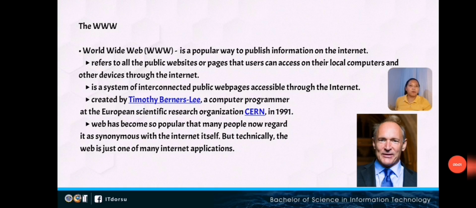The World Wide Web, or the WWW. It refers to all the public websites or pages that users can access on their local computers and other devices through the internet. It is a system of interconnected public web pages accessible through the internet. It was created by Timothy Berners-Lee, a computer programmer at the European Scientific Research Organization in 1991. The Web has become so popular that many people now regard it as synonymous with the internet itself. But technically, the web is just one of many internet applications.